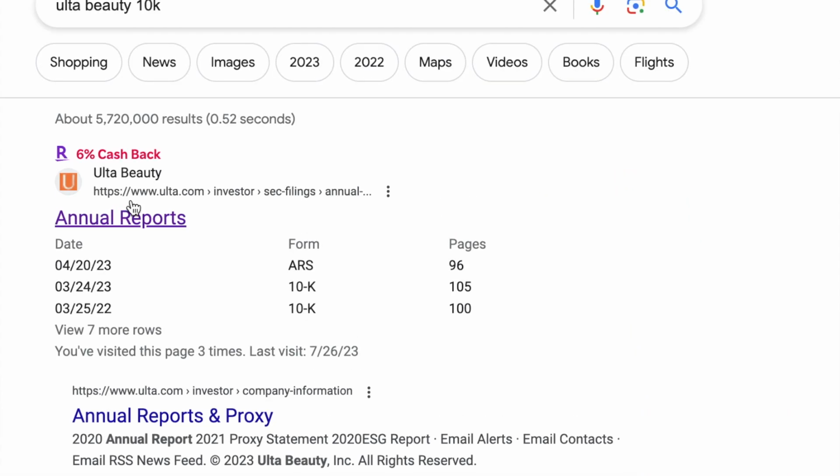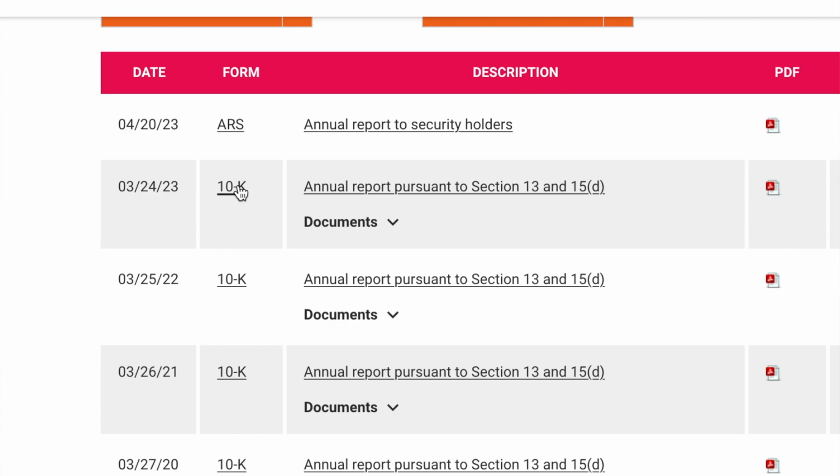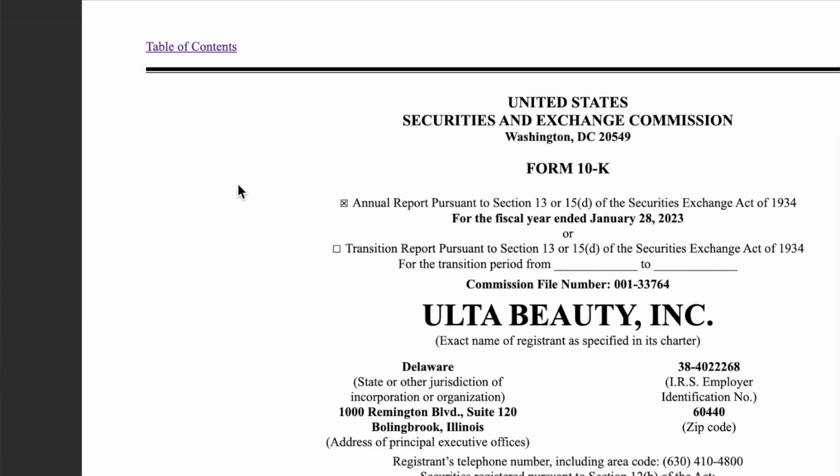Now, the three types of accounting that I'm going to cover today is financial accounting, managerial accounting, and tax accounting. When I think of financial accounting, I want you to think of financial statements. For example, Ulta Beauty. Google Ulta 10K, bring up the consolidated balance sheet, income statement, and statement of cash flows. And that gives you a snapshot of the health of that company.